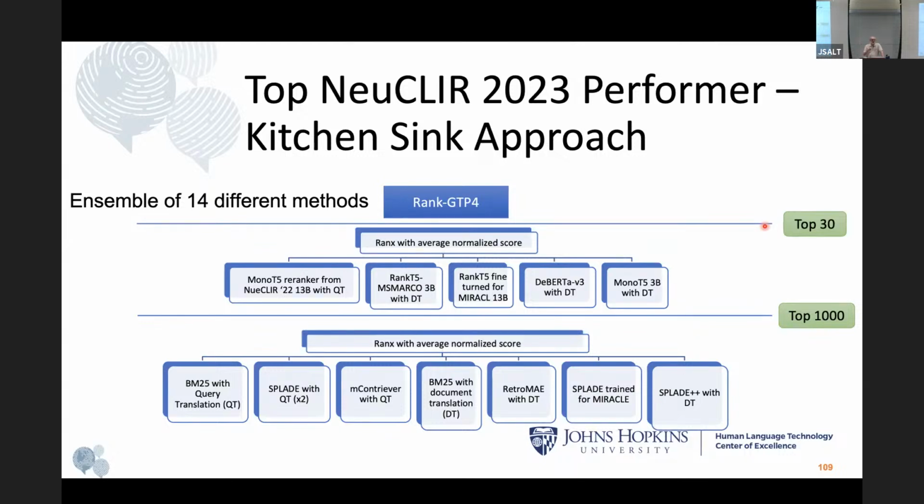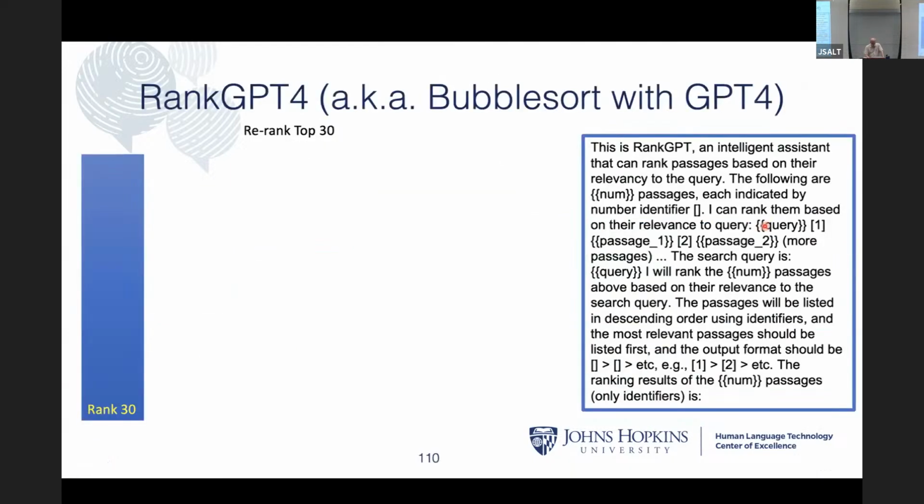But that is how the top performer by effectiveness in this evaluation works, right? And most of the evaluation that we're going to see is by effectiveness. Efficiency in these evaluations typically doesn't come up, but we'll talk about that in a minute. Oh, here's how RankGPT-4 works. Essentially, it's doing sort of a bubble sort.